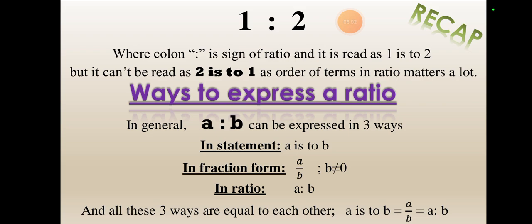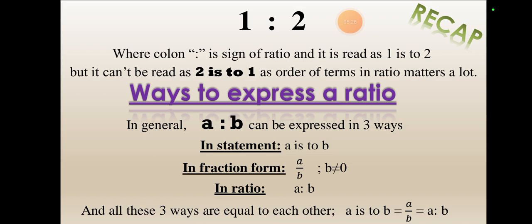Okay, but it can't be written as 2:1, as the order of terms matters a lot. First of all, this colon is the sign of ratio, and if I say 1:2, it means 1 is to 2. I can't say it 2:1, because the order matters a lot in ratios. How can we express a ratio?